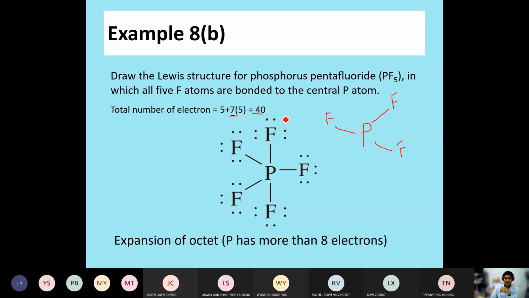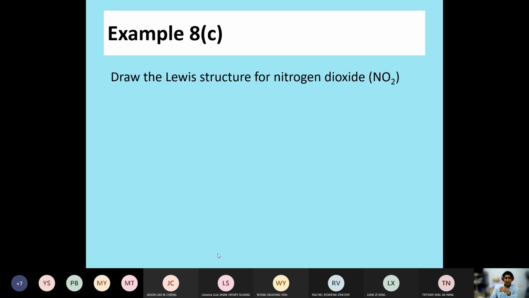So fluorine is only one bond. And fill up the octet for fluorine. By this way, we see that this is 8 bonds, right? 1, 2, 3, 4, 5, 6, 7, 8. So 8 times 5 is 40. So it satisfies on both sides: we have 40 by calculation and 40 from the structure we can see.